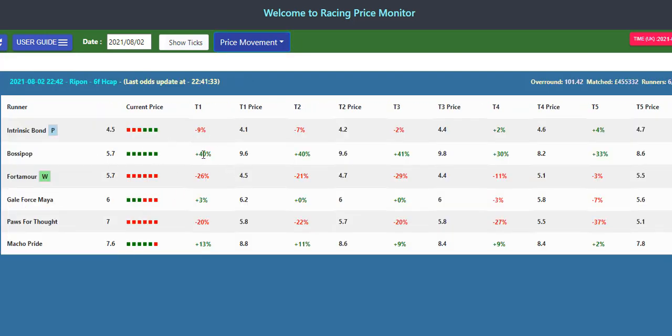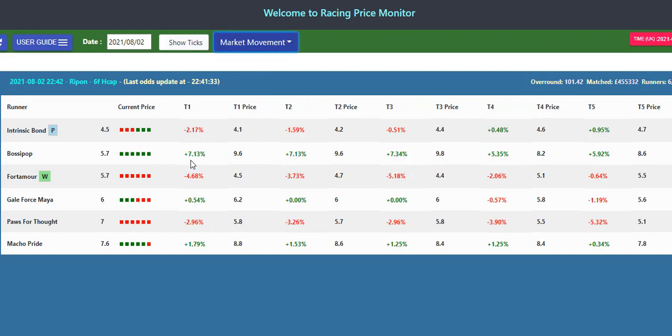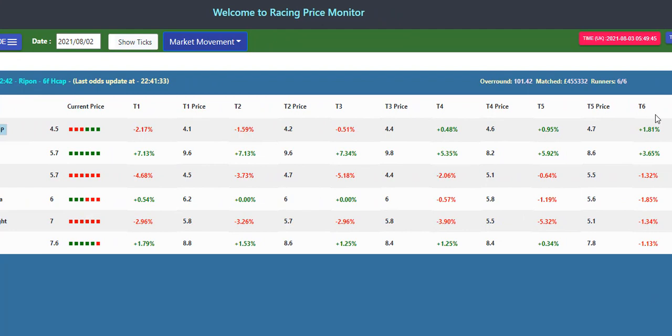You can see 40%, but that is the price movement. Let's go to the market movement, and we can see the market movement was 7.13. And if we go right along the lines there, we can see the different times. In the 2 minutes before the off, it was a 3.65 market move in those last 2 minutes, and for the last 10 minutes it was a 5.92 market mover. But over the hour, which was the T1 time, it was 7.13, and of course we can see there it didn't run a place.